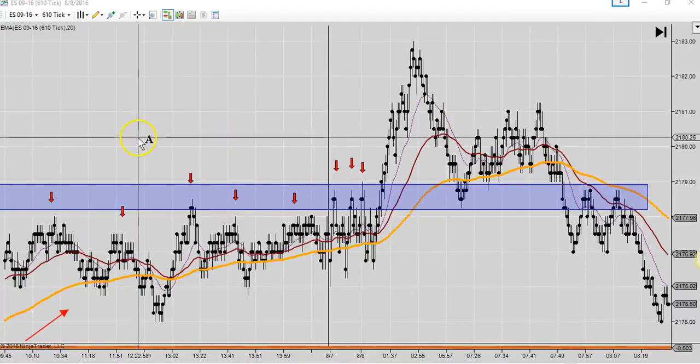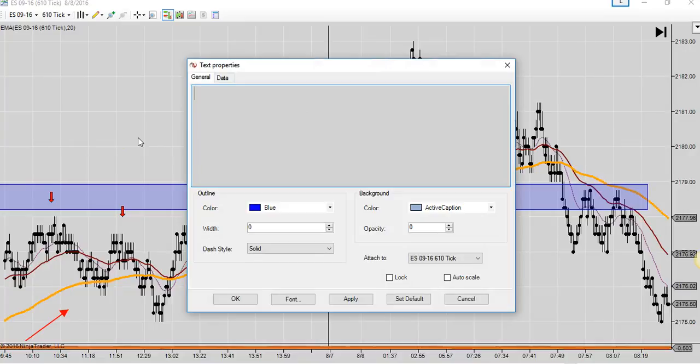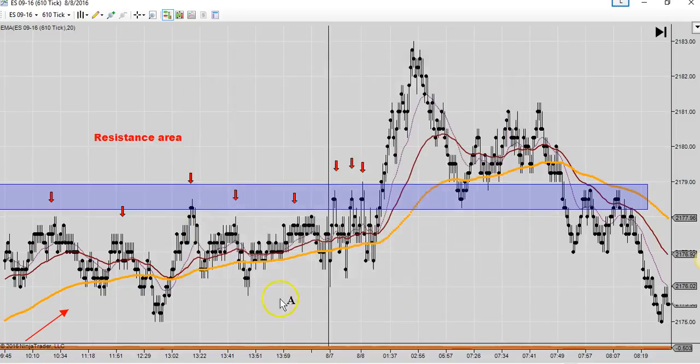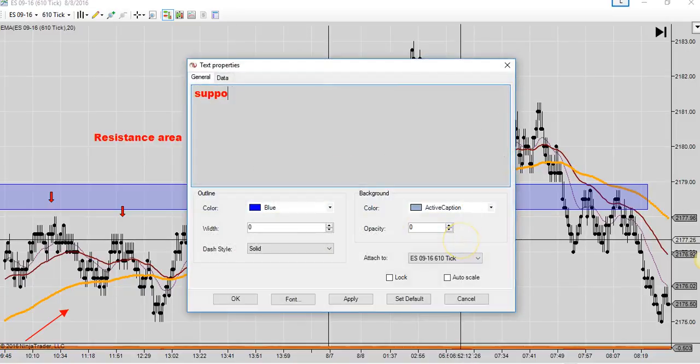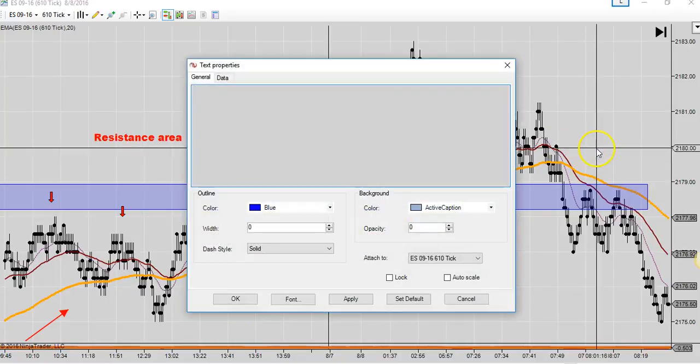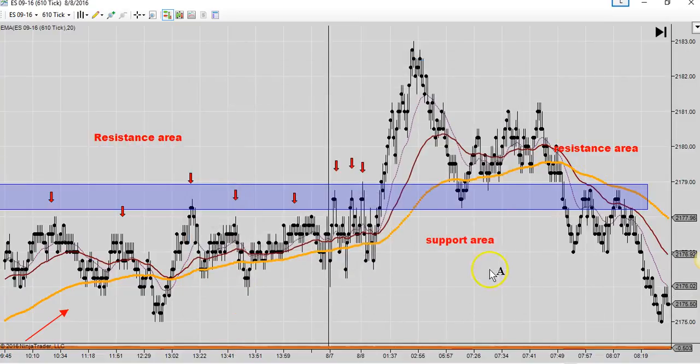So what is this? We have a resistance area, which turns into a support area, which turns into another resistance area. And this is how we need to be able to understand and read the market.